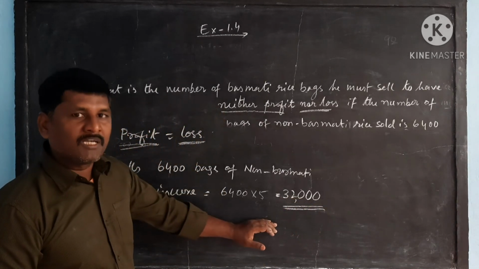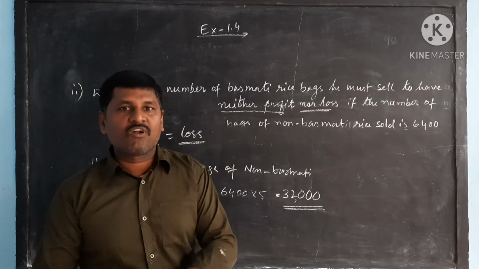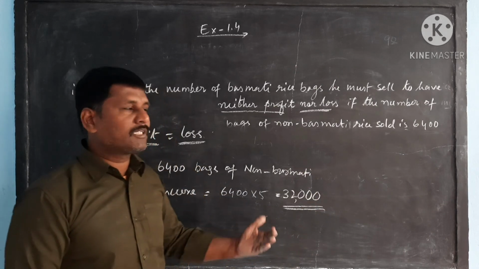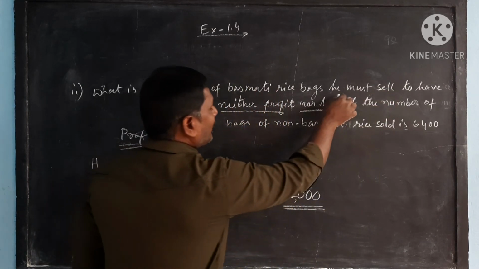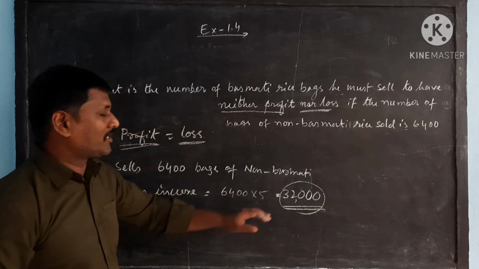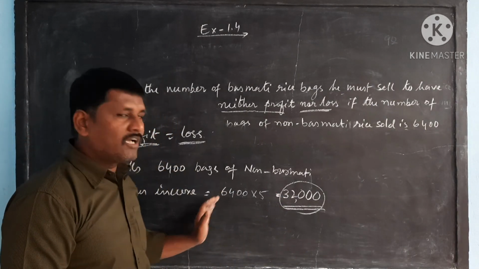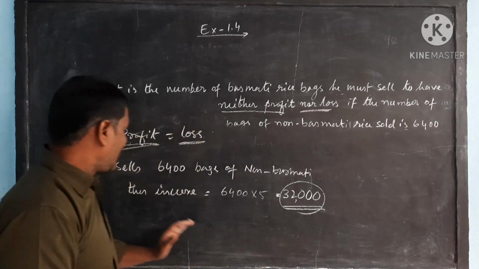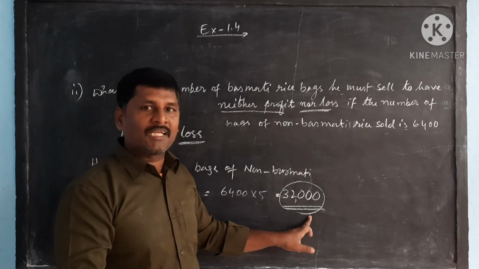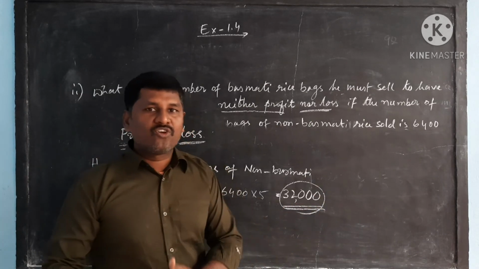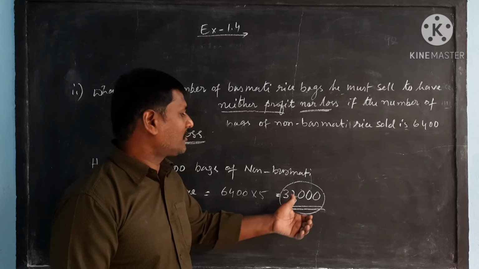At the same time, he must gain 32,000 of profit. Then only the loss is equal to profit. So how many bags of basmati rice must he sell so that the profit will be 32,000 rupees? In this case, you have to understand that there is no loss and there is no profit. When the merchant incurs a loss of 32,000, he must gain 32,000 rupees of profit. So you have to find the number of bags of basmati rice to get the 32,000 rupees.